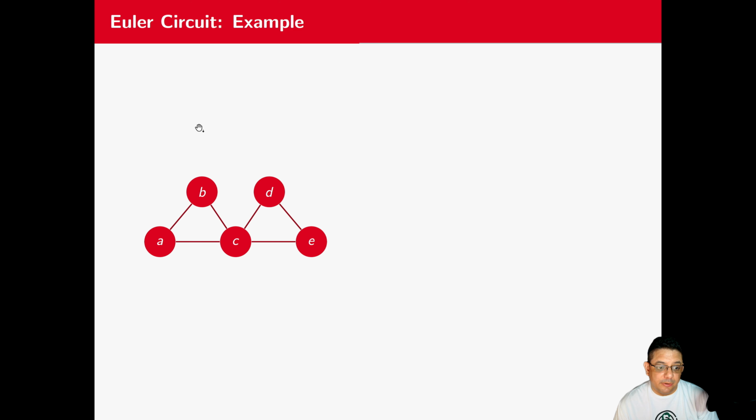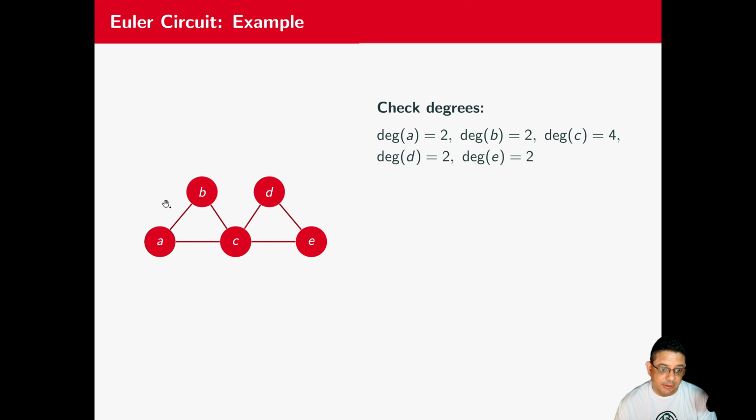One example of an Euler circuit will be this. We have this closed circuit, clearly. It's a closed circuit here, and all the nodes have degree 2 because they have two adjacent edges. They're connected. So by the theorem, it means that there's an Euler circuit here.